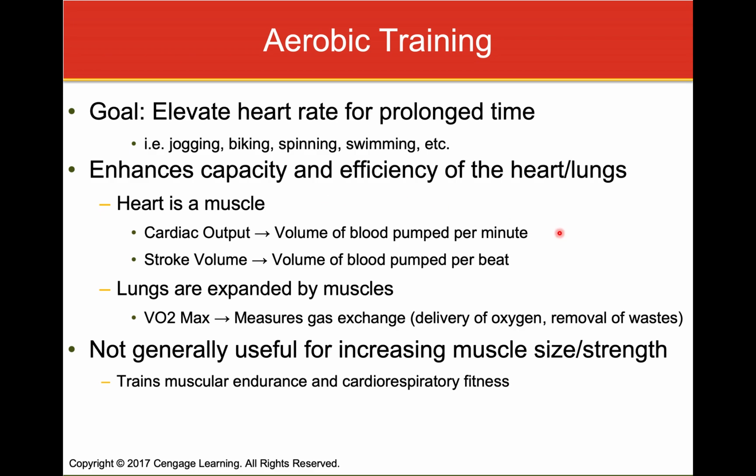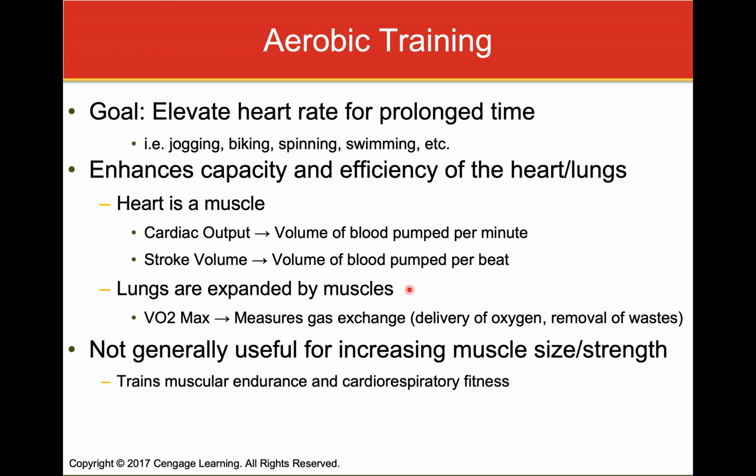And two things that you guys don't need to know, but they're listed here, are we can improve our cardiac output, so the amount of blood we pump per minute, so we do a better job of pumping blood throughout the body, and also our stroke volume, so the volume of blood that's pumped per beat. And these are just examples of increasing the capacity and efficiency of the heart.